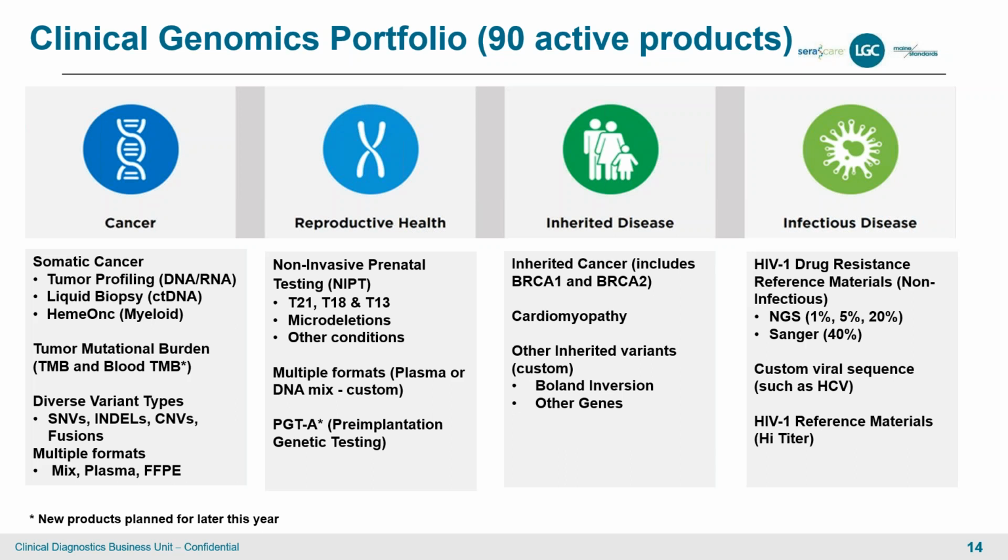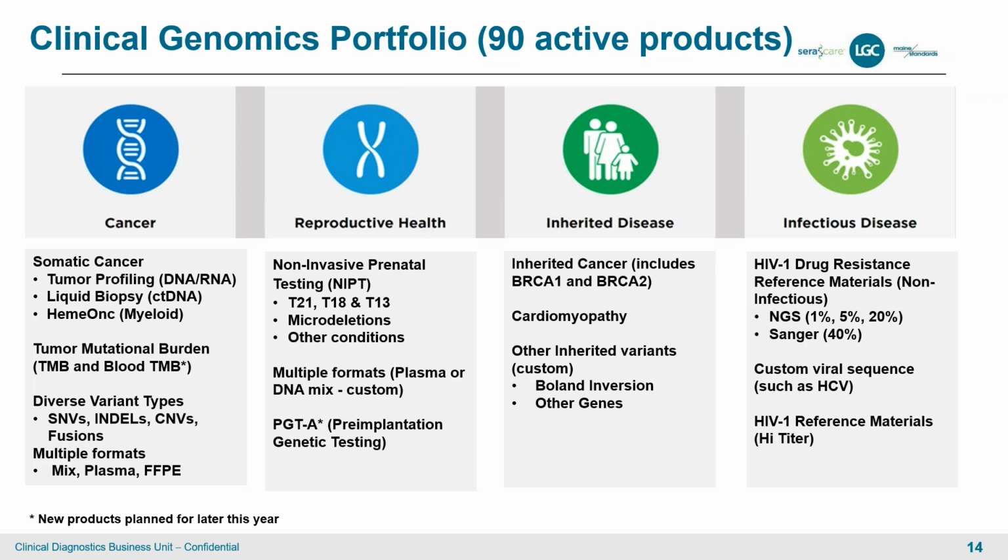And obviously the blood cancers are big, right? The hem-onc, with myeloid being one of the bigger areas. You also hear a lot about tumor mutational burden, which is a new biomarker for immuno-oncology, and we have a lot of products in that area, both solid TMB and blood TMB development.